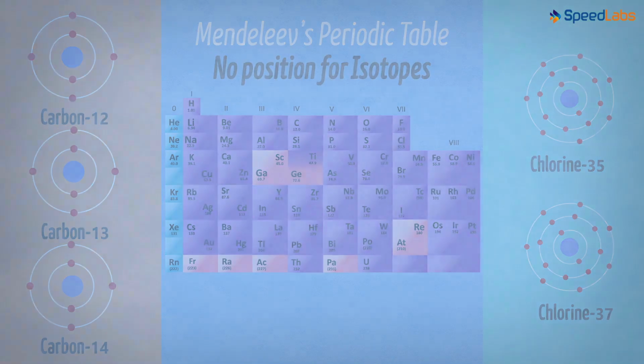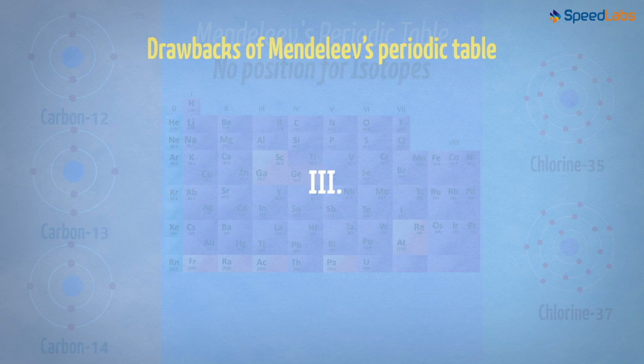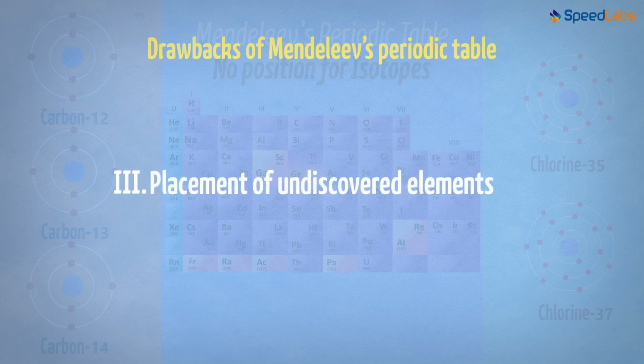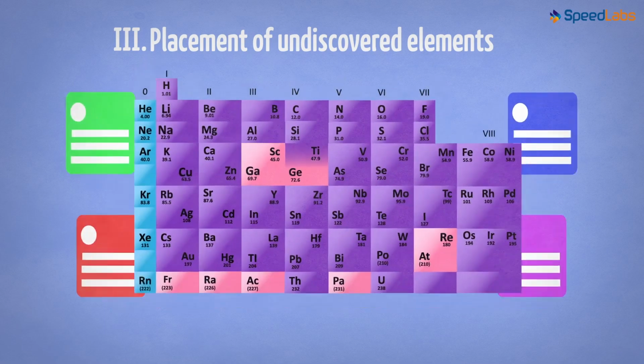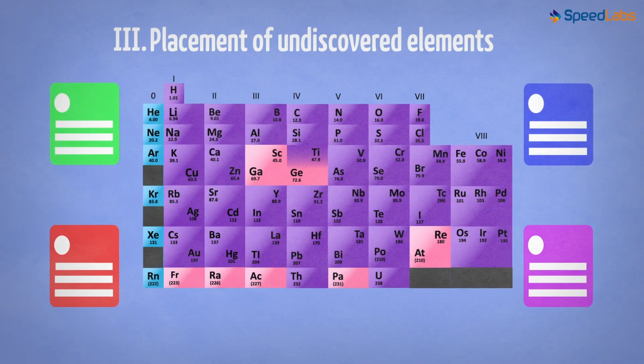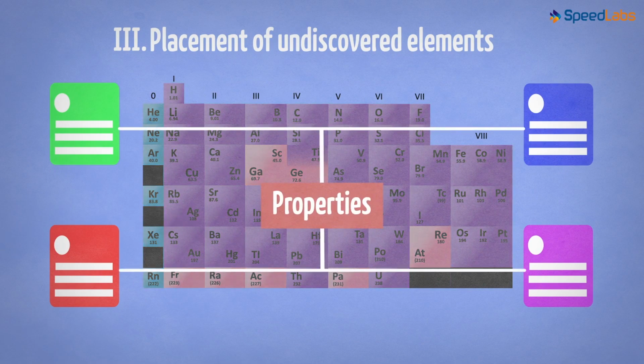So far, we've seen 2 major limitations of Mendeleev's periodic table. Let us understand the third limitation now. That is the placement of undiscovered elements. Now you may say that Mendeleev had predicted the properties of a few undiscovered elements. He also left a few blank spaces in the table for these undiscovered elements. You're right, but his prediction was about the properties of undiscovered elements. No one, including him, could predict how many elements would be discovered.